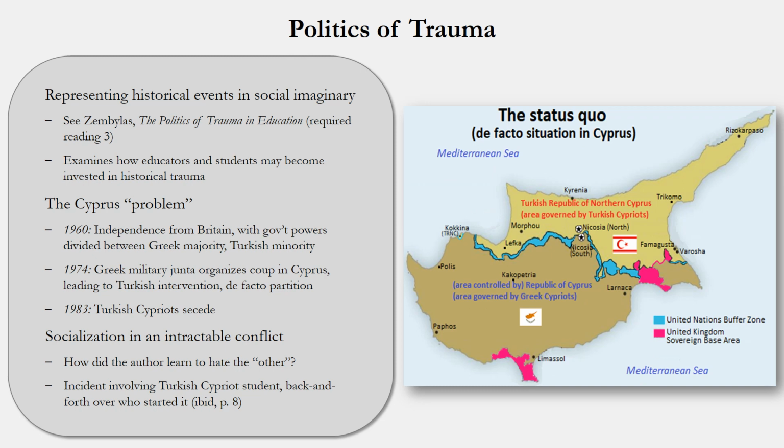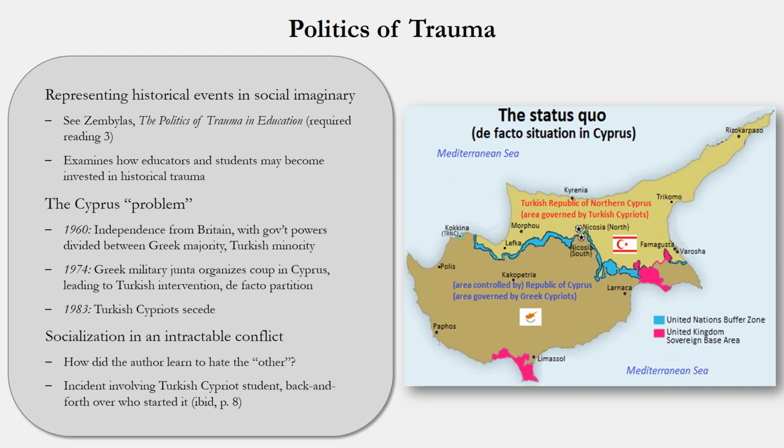There's an especially noteworthy incident on this page, where the author recalls meeting a Turkish Cypriot for the first time while studying abroad in America. The author and this other student get into a verbal altercation, essentially going back and forth over who started the conflict, going all the way back to the 15th century Ottoman Empire.